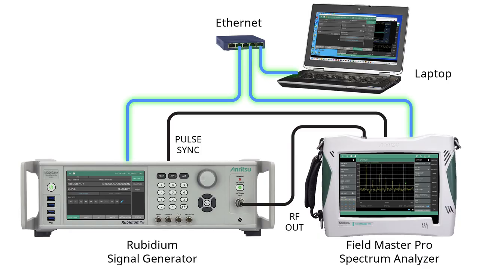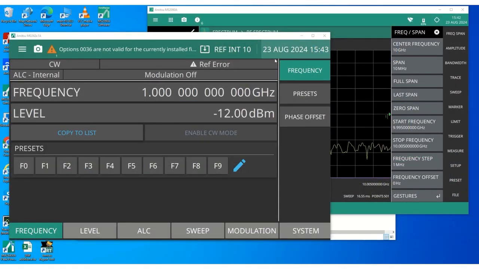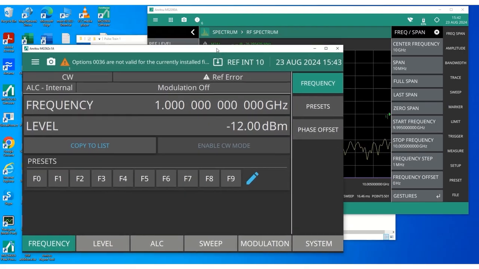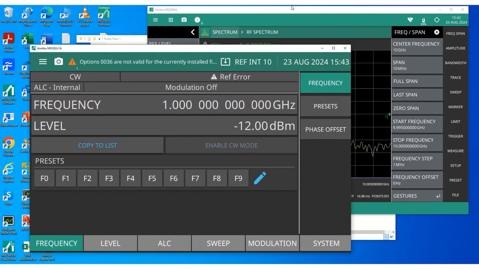Ethernet ports of Rubidium and MS2090A are connected to my laptop through an Ethernet switch. This enables me to run remote GUIs for each instrument on the laptop so that I can control and configure Rubidium and observe its RF output spectrum on the laptop. Here is my laptop screen with the two remote GUIs. This is the Rubidium remote GUI. It pretty much mirrors the GUI on the front panel of Rubidium.